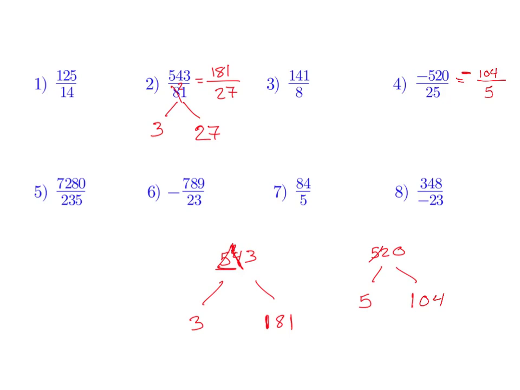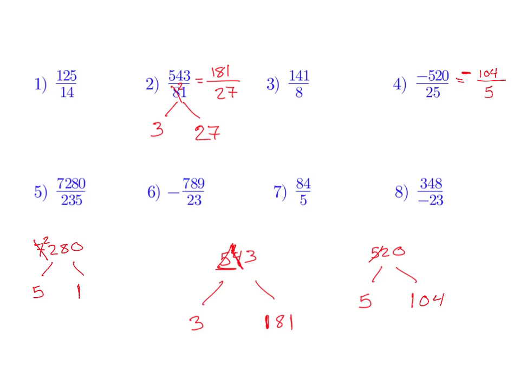All right, what's the number that goes into 7,280 and 235? 5 is going to go into both of those. So 7,280. Okay, how many times does 5 go into 7? Once. Then what do I do with the 7? Reduce it down to 2. Cross it out, and I have a remainder of 2.